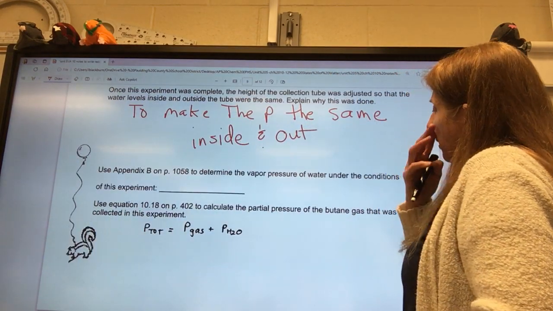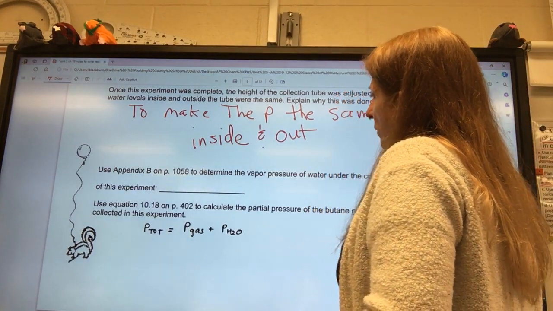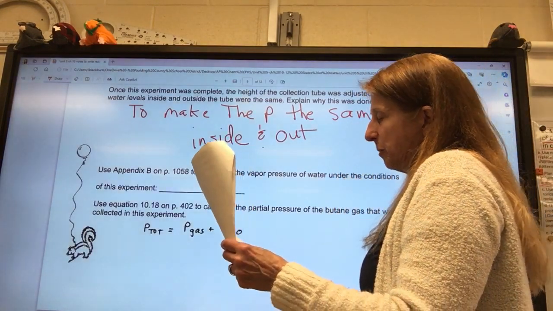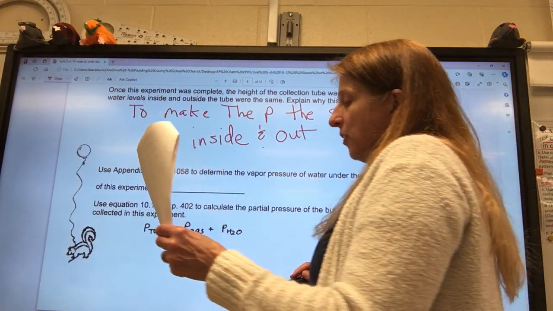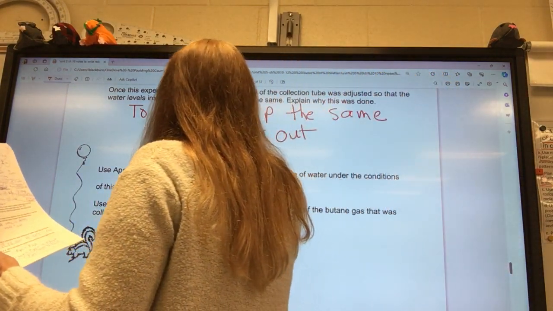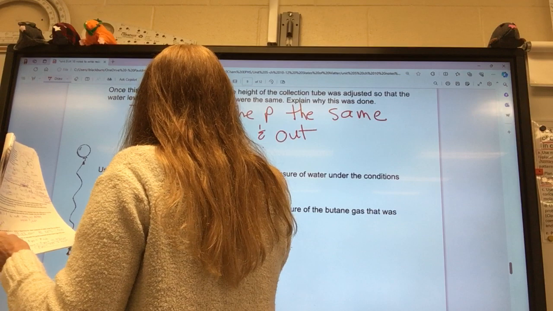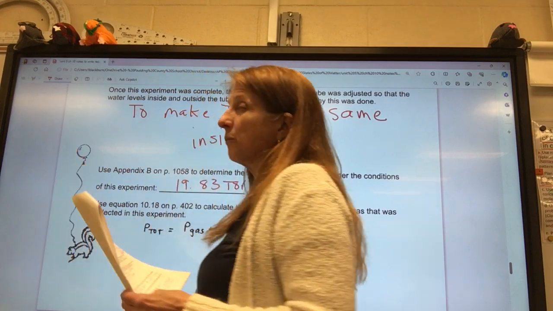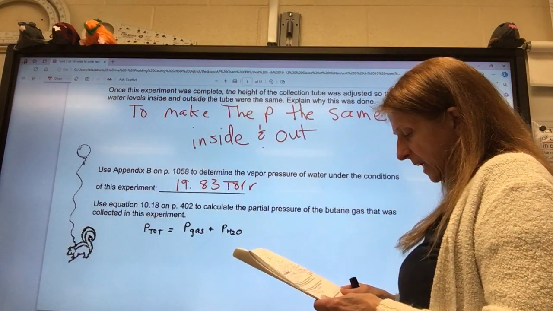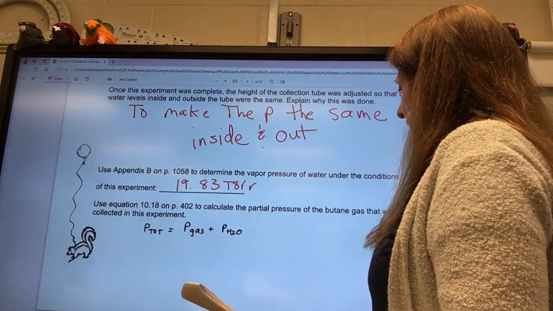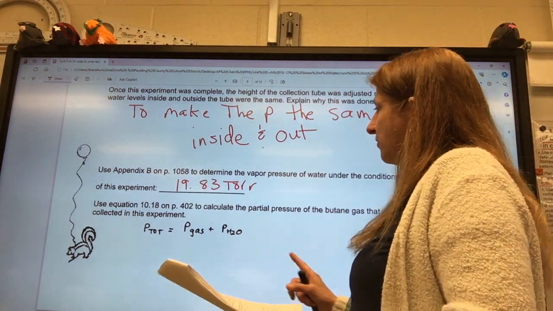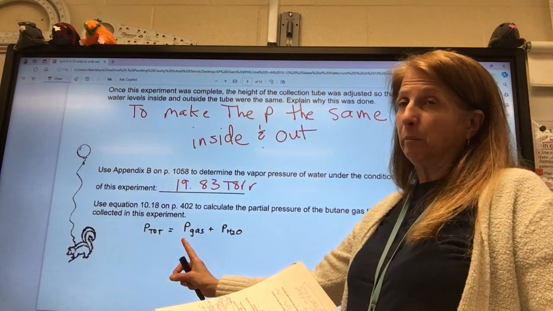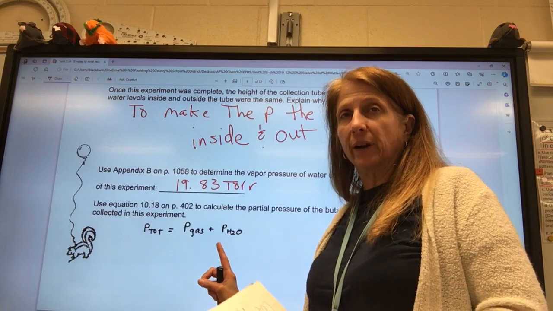Okay. Use Appendix B on page 1158 to determine the vapor pressure of water under the conditions of this experiment. So this is just a chart. You look up 22 degrees Celsius and they tell us the vapor pressure of the water is 19.83 torr. Remember I told you some of the water vapor probably got in with our butane? Okay. So now use that number and calculate the partial pressure of the butane gas that was collected in the experiment.